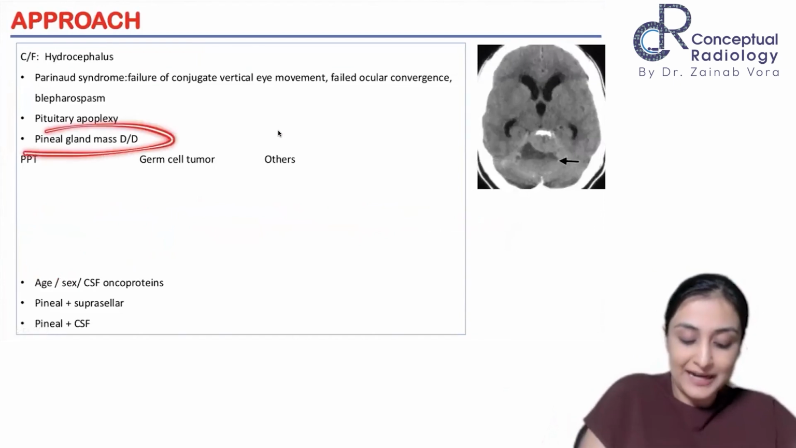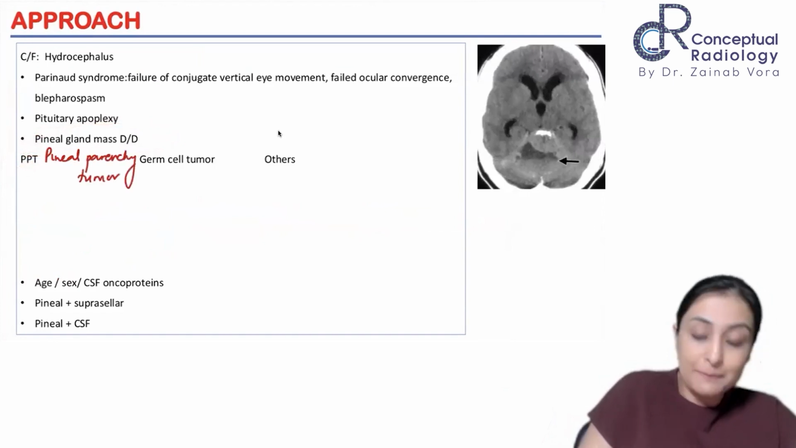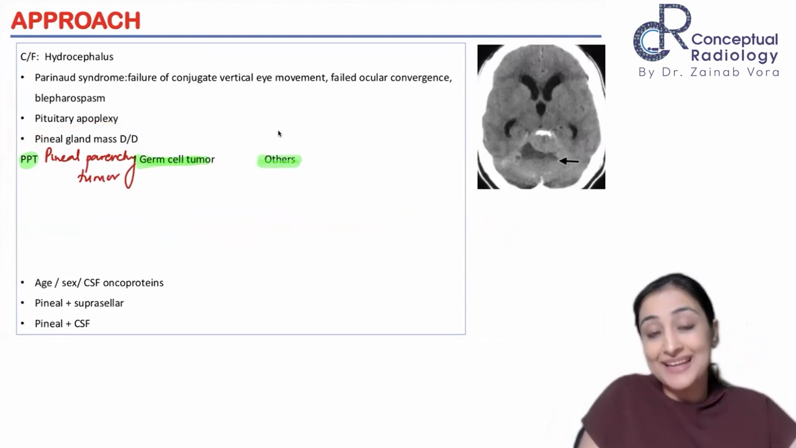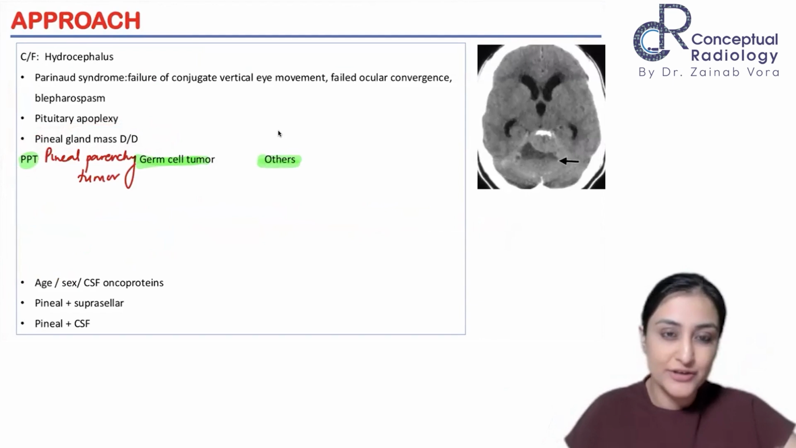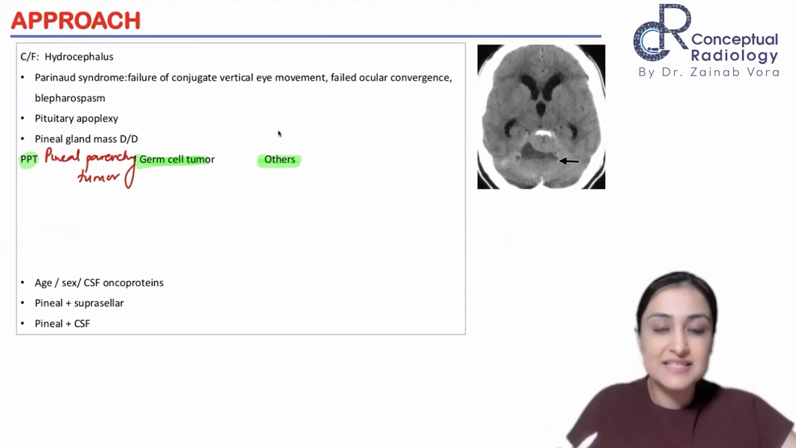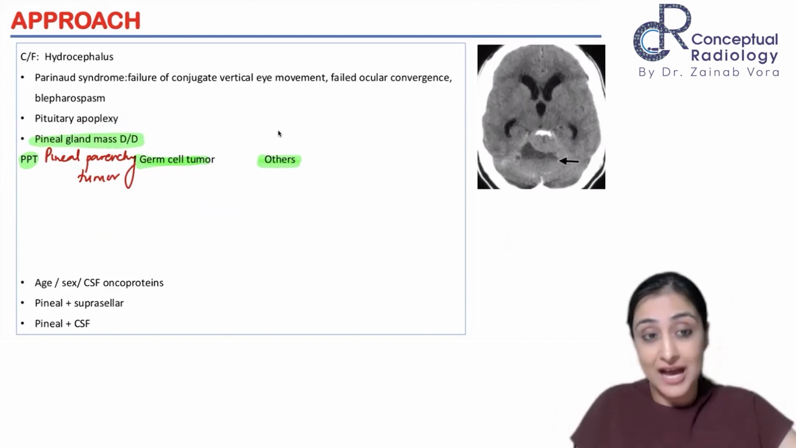So a pineal gland mass is either a primary pineal parenchymal tumor, which we refer to as a PPT, or a germ cell tumor, or it can be anything else, which can be any brain tumor: an astrocytoma, oligodendroglioma, meningioma. Something that can exist anywhere else can come here as well. This is what we need to know as far as the pineal gland mass differentials are concerned.